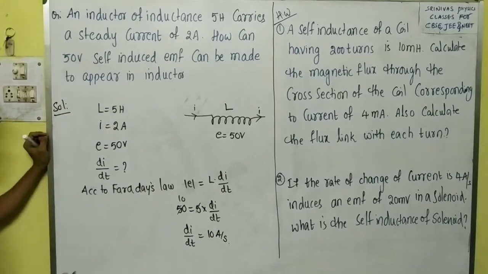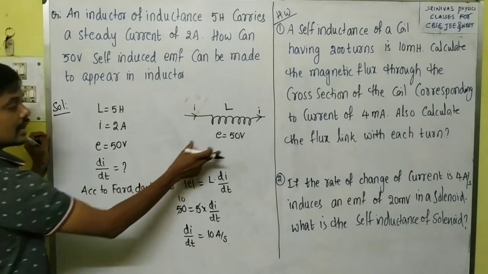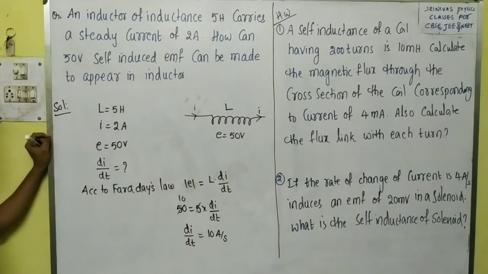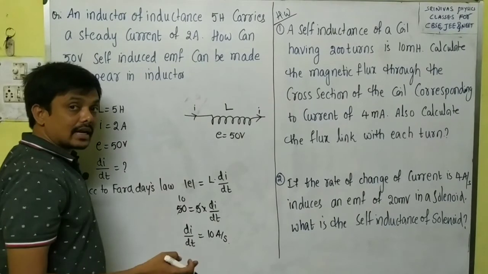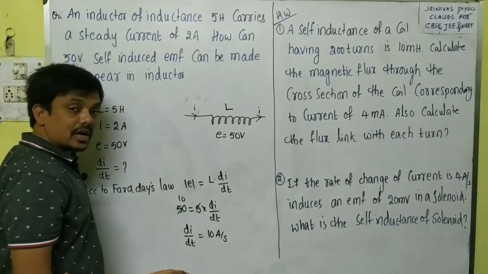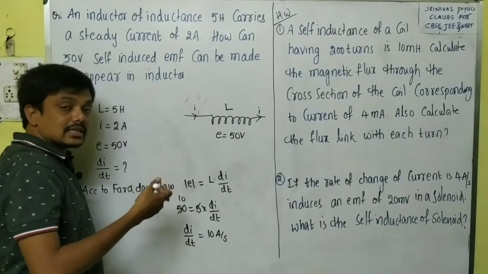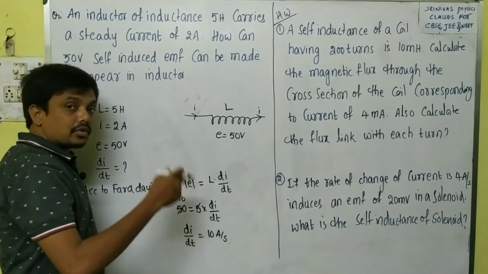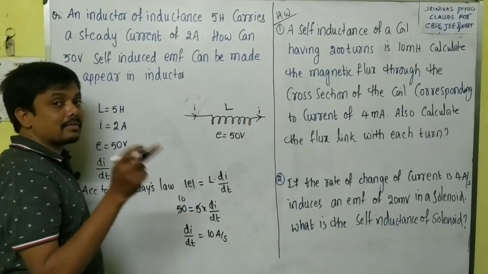Right, if the current changes at the rate of 10 ampere per second, then every second the current should change by 10 ampere. Starting from 0, after 1 second it is 10 ampere, after 1 more second 20 ampere, after 1 more second 30 ampere. For every second the change in current is 0 to 10, 10 to 20, 20 to 30, 30 to 40. Means for every second the current is changing by 10 ampere.